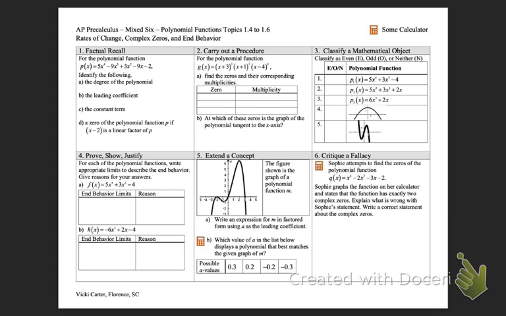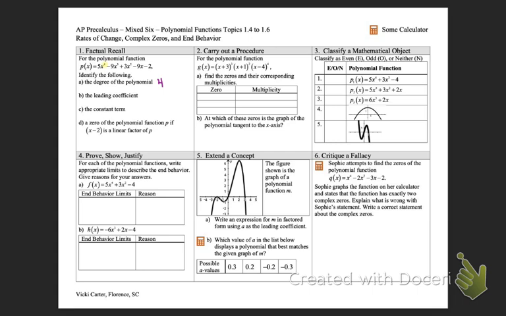So number 1, factual recall. We have this polynomial function p of x, and we just want to identify these characteristics. P of x has a leading coefficient of 5, a degree of 4, and then the leading term is that 5x to the 4th. So the degree of this polynomial is the highest degree, which it is in standard form. So for us, that is first. So the degree is 4.